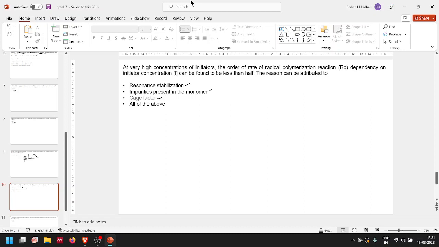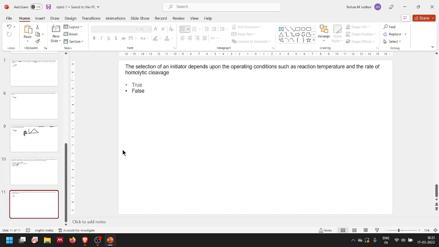That's why the cage efficiency is defined, where the ratio of the rate constant for cage combination to the sum of the rate constants for all cage processes is defined as cage efficiency. So the cage factor is a very detrimental process, which can explain why, at very high concentration of initiators, the order of radical polymerization dependency on initiator concentration is found to be less than half.